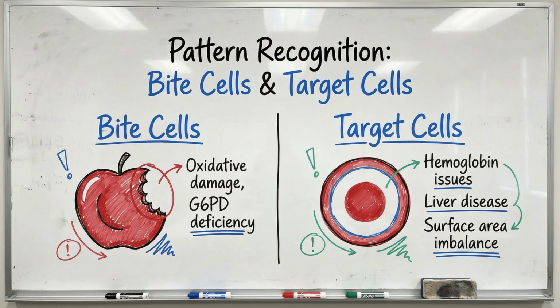Conversely, target cells, or codocytes, signal an imbalance in the red blood cell surface area to volume ratio. This often points towards issues with hemoglobin itself, like in hemoglobinopathies or thalassemias, or it can be seen in liver disease. These patterns are your visual roadmap to the underlying pathology. Now let's consider another crucial visual clue that tells us about the bone marrow's efforts.